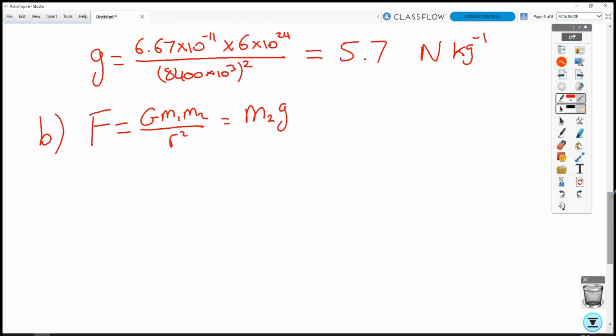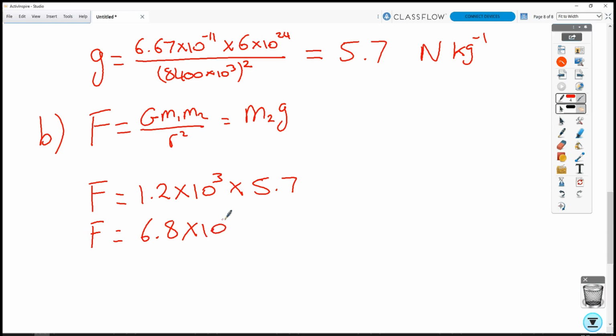So now we simply sub our values in. I'm going to reuse g from the previous question. So F is equal to 1.2 times 10 to the power of 3 times 5.7. That should give me a value of about 6.8 times 10 to the 3 newtons. Always remember to include your units.